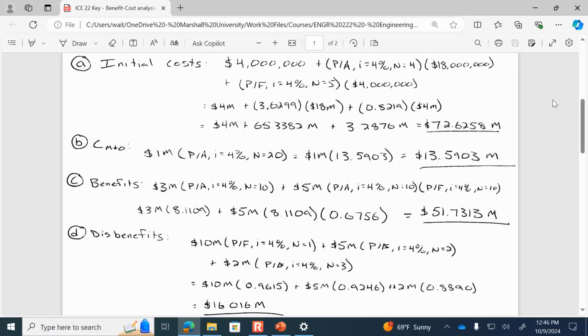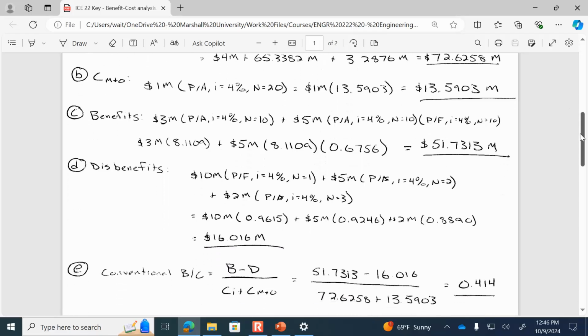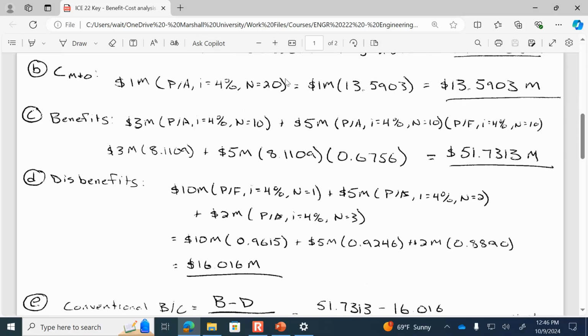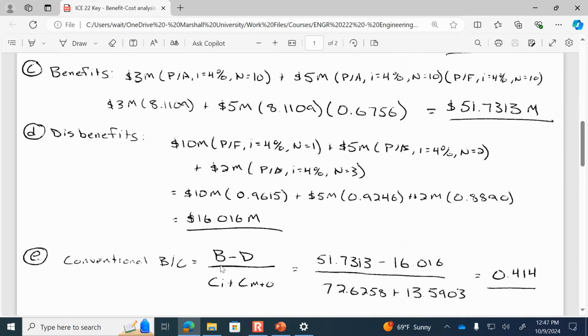So I asked you to calculate both the conventional benefit cost and the modified. The conventional is that we'll take the benefits and subtract the disbenefits in the numerator, and then put all of the costs in the denominator. So the initial costs plus the maintenance and operation cost. The ratio is less than 1. So the conclusion here is that this new highway that's described is not suitable for construction.